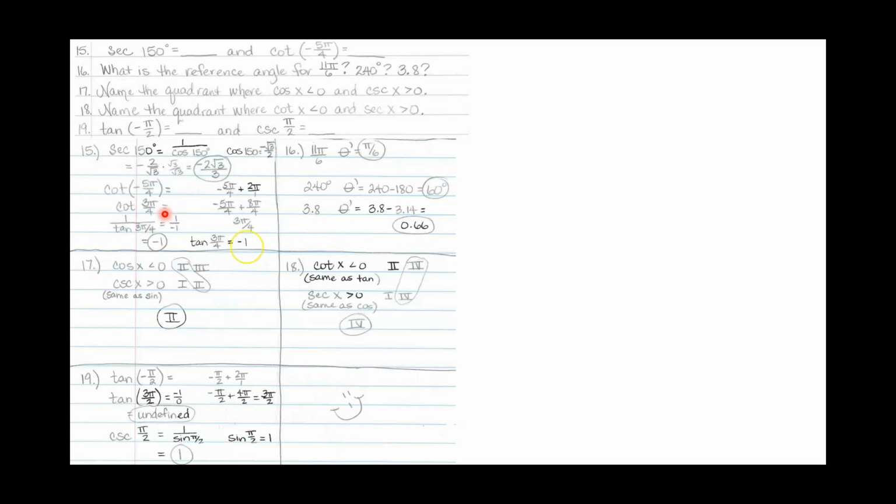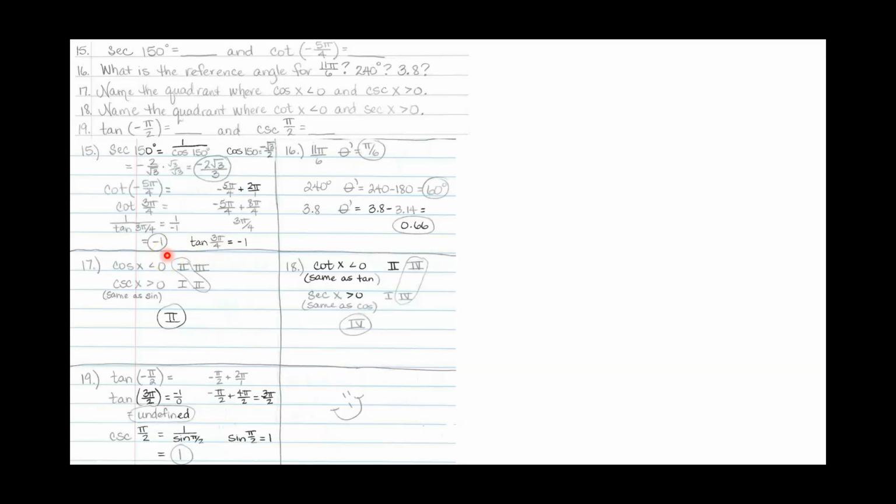So tangent of 3 pi over 4, if you look on your circle, tangent is sine divided by cosine, so that's going to be a positive square root of 2 over 2 divided by a negative square root of 2 over 2, so that's going to be a negative 1. So if I take negative 1 and I turn it upside down, that would still be negative 1. So that would be my answer for the cotangent.